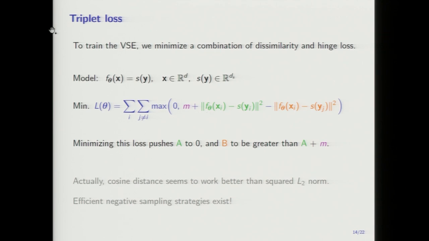By the way, this is also called the triplet loss. This is actually something that also applies to image recognition. So instead of having an image and a label, we now have an image and a label and a negative sample. So we're saying the image must go to the label, but also far away from the negative sample.